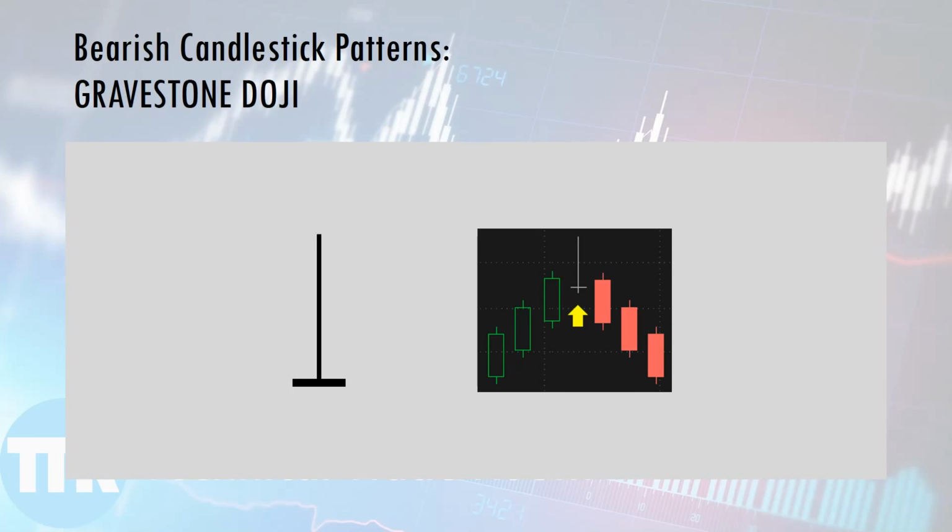Gravestone dojis are rare, like their counterpart, the dragonfly, and are strongest during an uptrend. Similar to the shooting star, the gravestone doji will open and continue the previous uptrend at first. However, it reverses and closes right back at its opening price. In my experience, this is a potential reversal, so a negative trend may be seen after this.